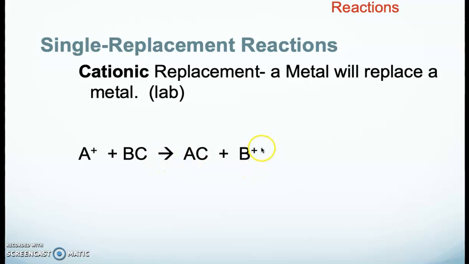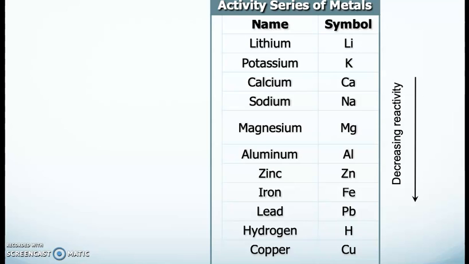So we have to pay particular attention to these symbols right here for each reaction. You cannot rush through this. You have to look at each one very carefully. So here is the activity series of metals. At the top we have lithium, potassium, calcium. Now these three metals react with water very rigorously, where they spark, splatter, bubble, smoke, and pop.